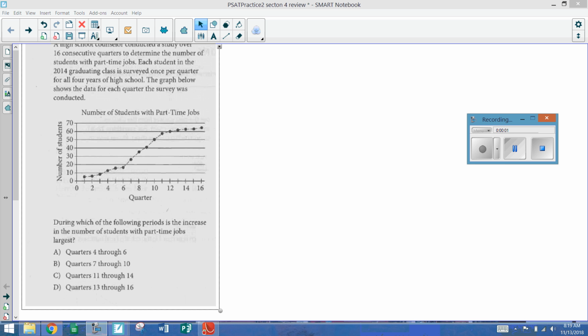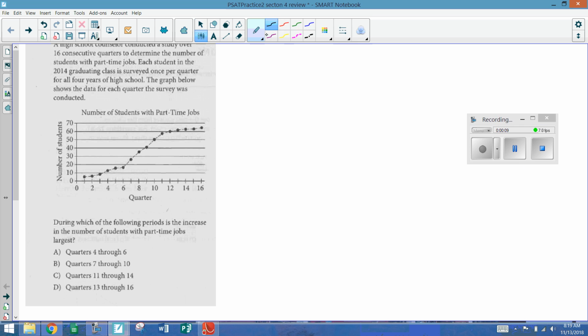Which of the following periods is the increase in the number of students with part-time jobs largest? So largest increase. Apparently we see different slopes. For example, over here the slope is very small, correct? When you look over here, the slope is higher than that. This is pretty small, and this is a little bit higher than the previous one. Does that make sense? So the answer is going to be the highest slope.